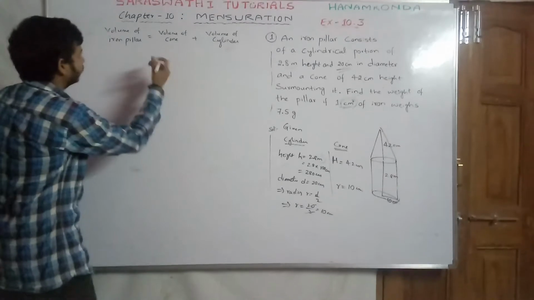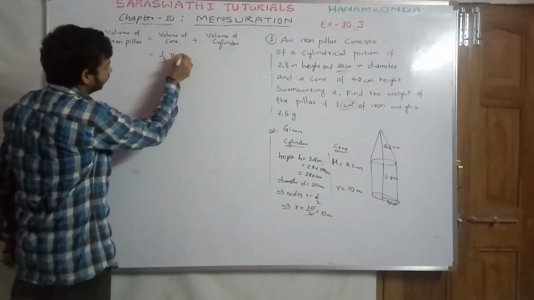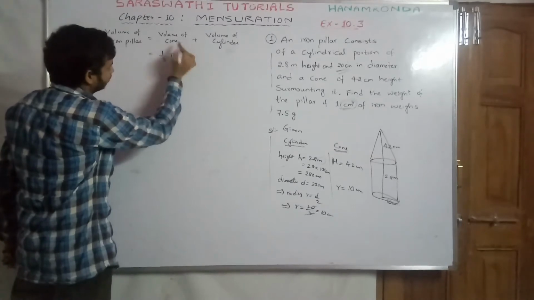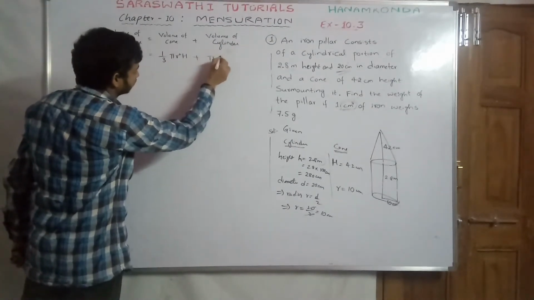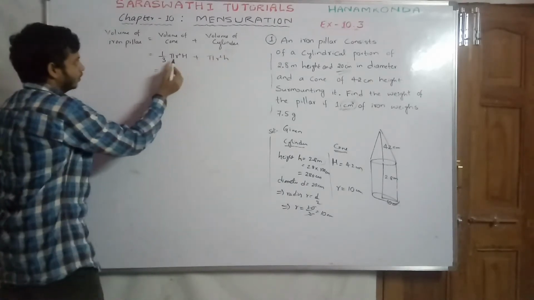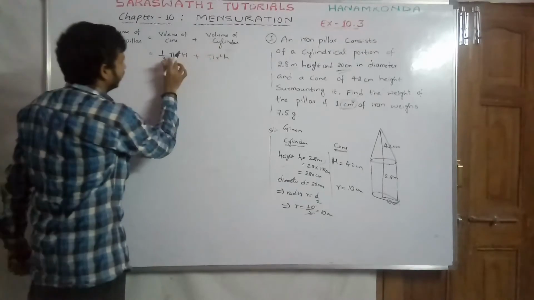So now, the volume of the cone formula: we know that the volume of the cone is 1 by 3 pi r square h. Here capital H is the height of the cone. Now the volume of the cylinder is pi r square h formula. So since our radius is the same for both the cone and the cylinder, we can take r as common.